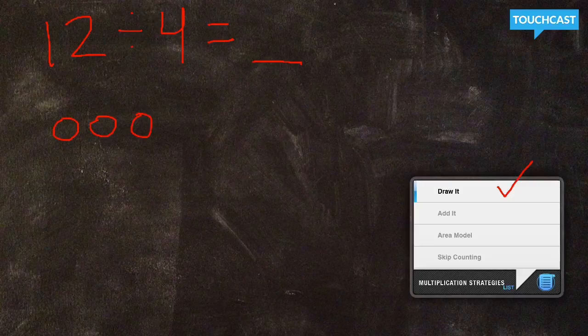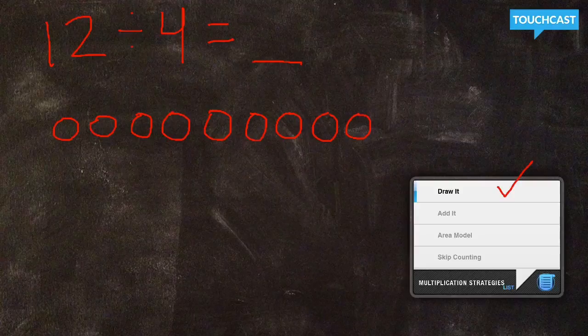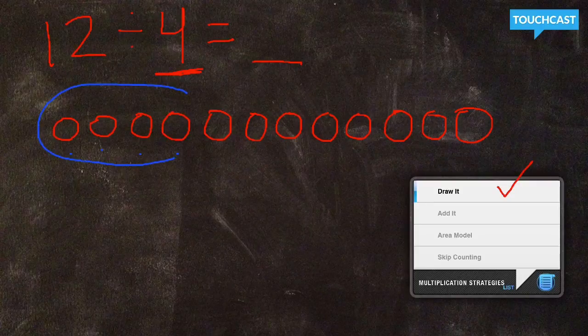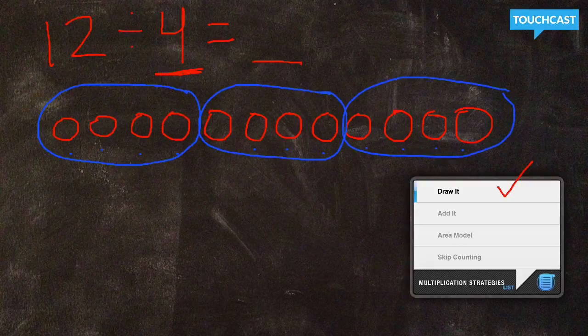1, 2, 3, 4, 5, 6, 7, 8, 9, 10, 11, 12. And so this is asking how many groups of 4 can we make from 12 Skittles. So what I'm going to do is circle a group of 4 Skittles. So 1, 2, 3, 4, that's one group of 4. 1, 2, 3, 4, that's 2 groups of 4. 1, 2, 3, 4, and that's 3 groups of 4. So if we have 12 Skittles and we divide them into 4s, we have 3 total groups.